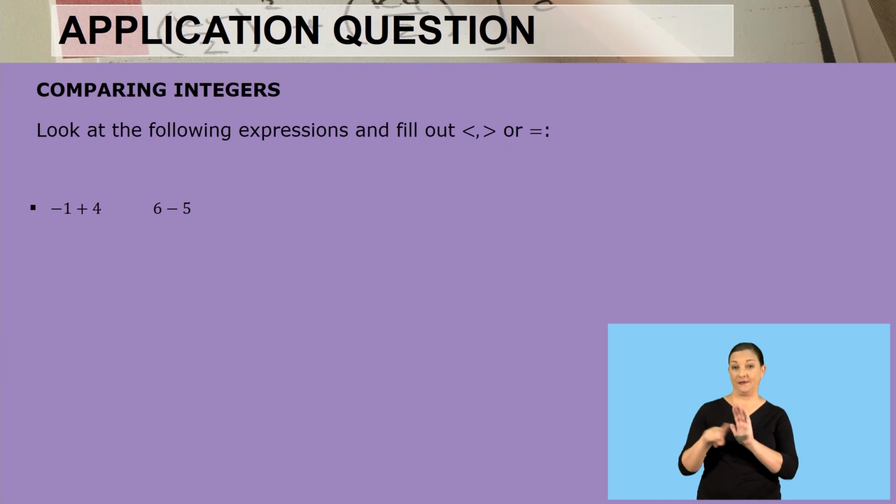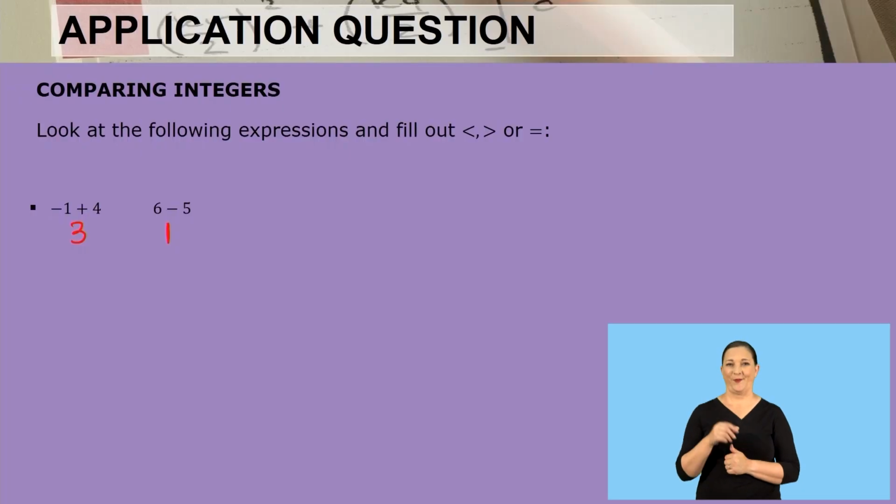Now I have -1 plus 4. What do you think the answer is going to be? If you are thinking of 3, then you are absolutely correct. What about 6 minus 5? Do you know what the answer for that is? Yes, you are correct. It is 1.